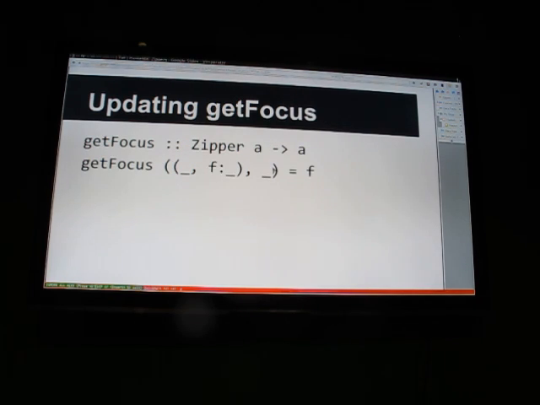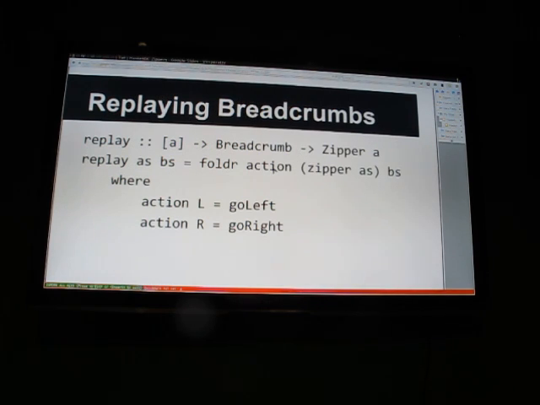Yeah, makes sense. So we can update get focus in the same way. That was pretty straightforward. And then we can do a replay where we just fold this action function over the list to open a zipper at the same location where we were before, which is just go left, go right until we get to where we're supposed to be. If there were more things we'd have to do, like inserts and deletes, we wanted to track as well, so we were tracking full edits and not just the path, then we would have action of insert A or something, and then we could do that as well.